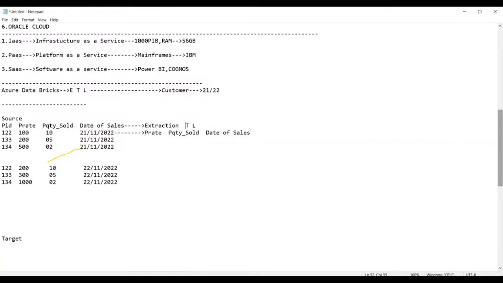Now the columns are picked up. Next comes transformation. In the transformation, you want to find out the net sales amount each day. To find the net sales amount, do we need to perform some arithmetic operations on the data or not? That means some mathematical calculations are required or not? Yes, sir.